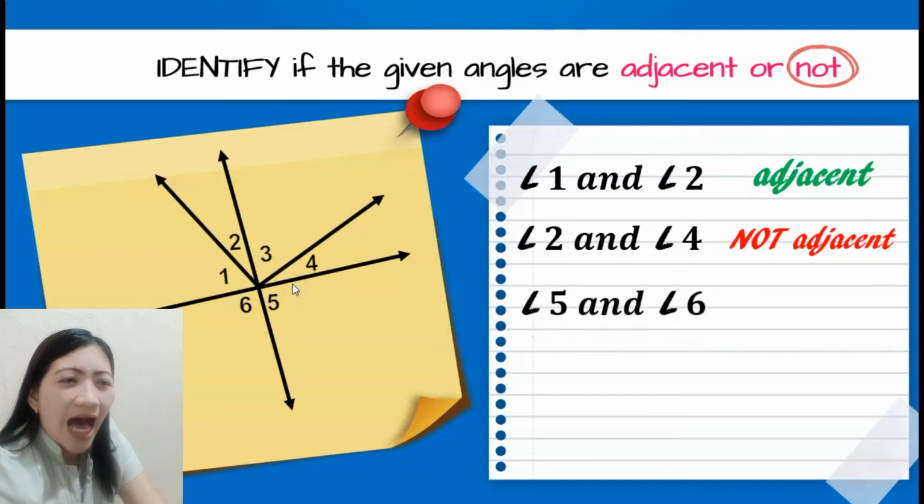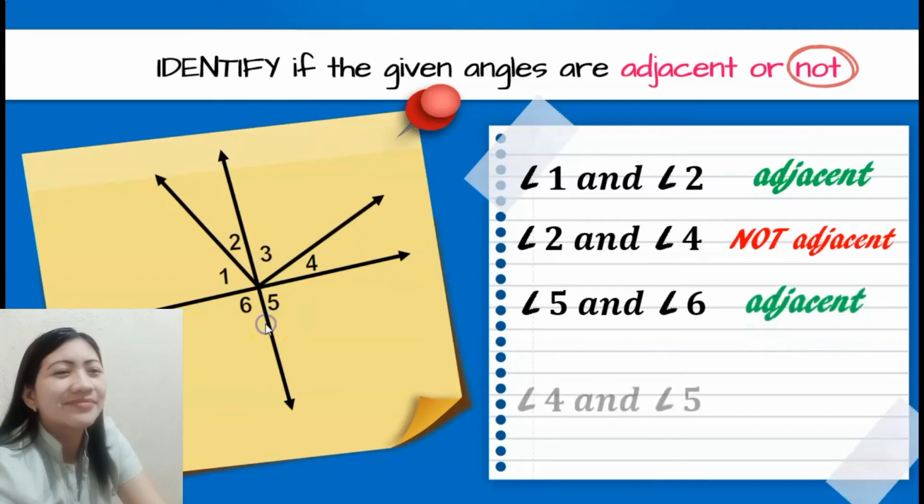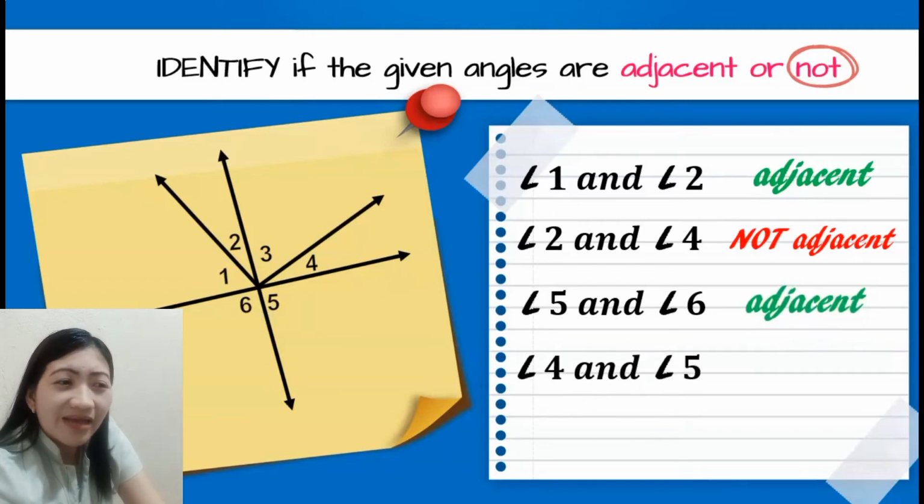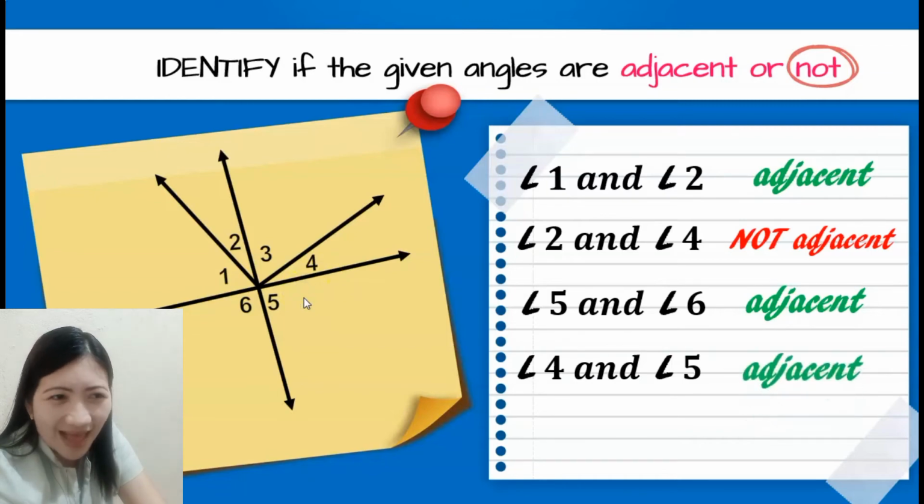The next one. How about when we say angle 5 and angle 6? So, this is angle 5 and this is angle 6. Adjacent kaya sila? So, may common vertex. Meron silang common side. So, therefore, they are adjacent. That's right. The next one, how about angle 4 and angle 5? So here is angle 4 and this is angle 5. So they have the common vertex, may common side sila. Ibig sabihin, this is also an adjacent angle.